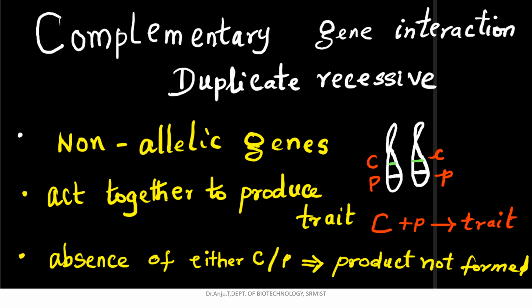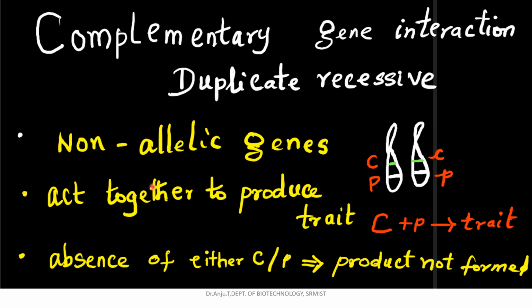The fourth type of interaction is duplicate recessive. So here these genes have a duplicate gene interaction. And where do you find this duplicate interaction? In the recessive alleles of the two genes. And another one is complementary. It is also called complementary gene interaction. So why is it called complementary gene interaction?